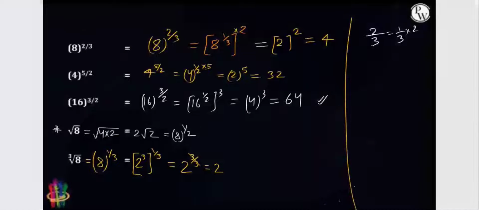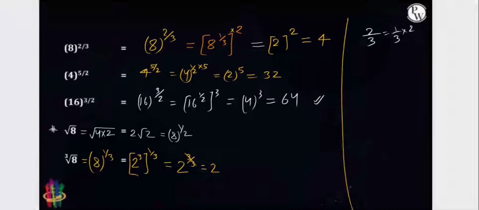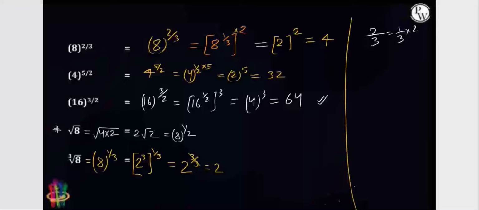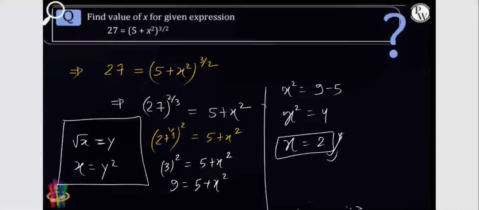Alright, in the same way, the next thing is 4 into 2 is equal to 8, and under root 8 is equal to 2 root 2. Alright, now the cube root of 8 is equal to 2. Okay, now find the value of x for the given expression. You need to solve this question.